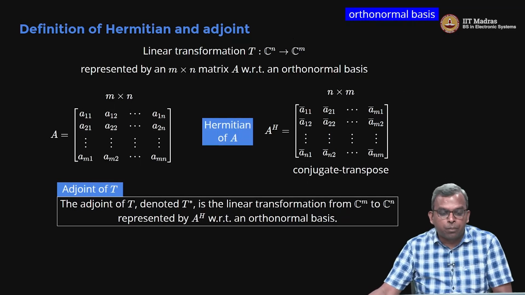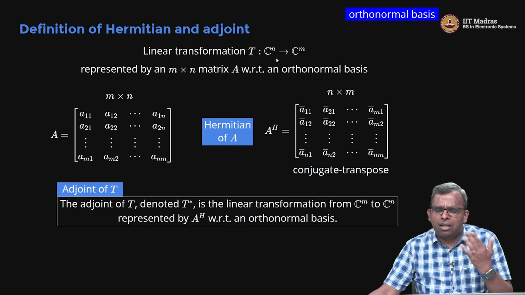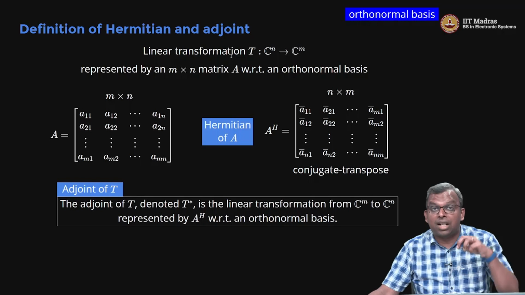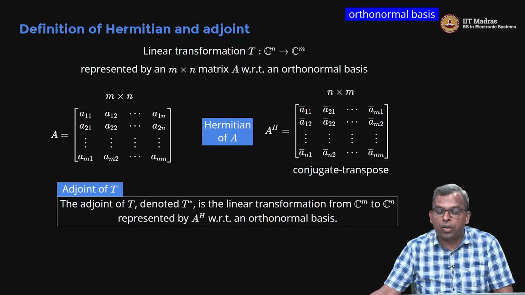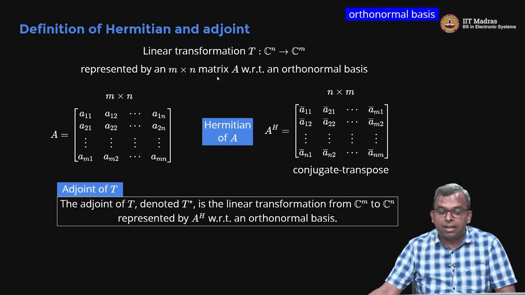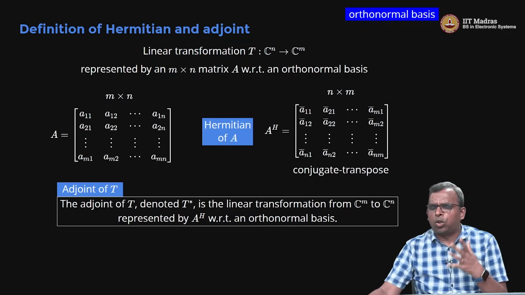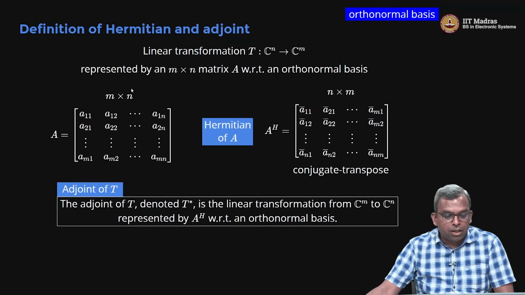Okay, so here's the definition. We again always start with a linear transformation T, which goes in general now from Cn to Cm. It's a linear transformation now, I'm not talking about an operator. In general, a linear transformation T that goes from the n-dimensional complex space to the m-dimensional complex space. Clearly, it's going to be represented by an m cross n matrix A with respect to some orthonormal basis. It could be the canonical basis, but an orthonormal basis is good enough. So this is how it looks.